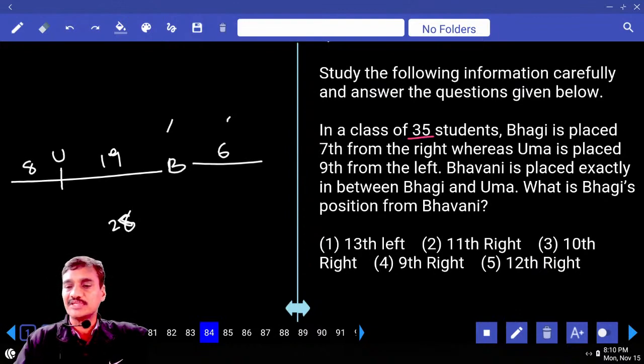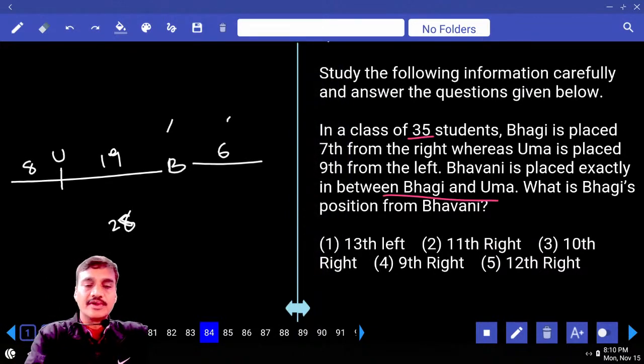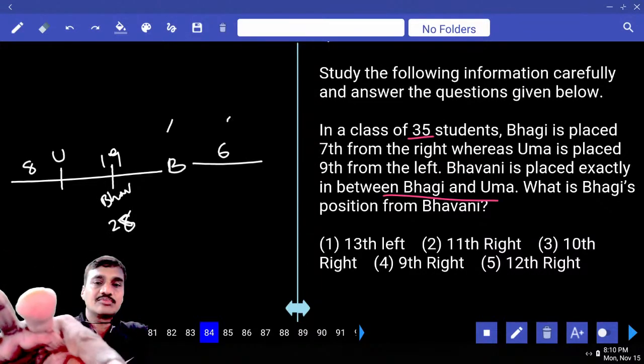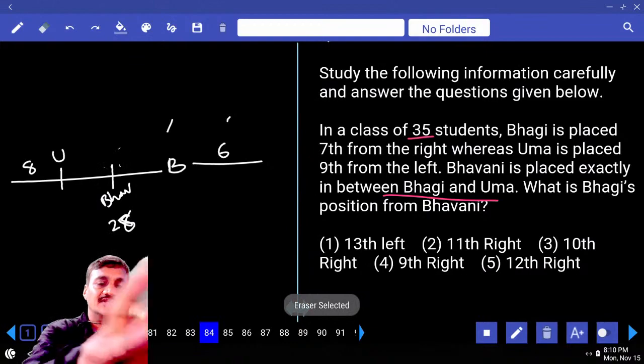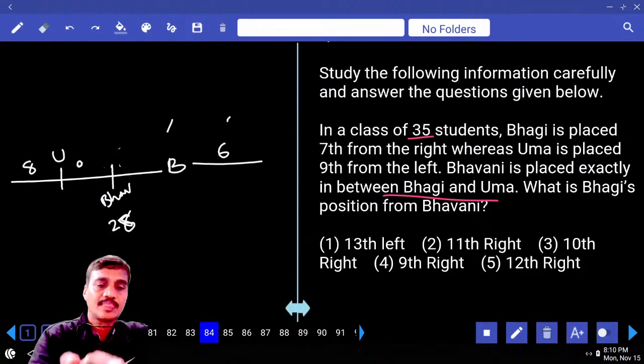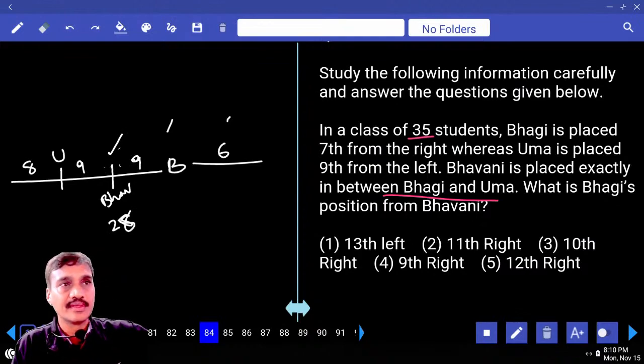And Bhavani is placed exactly in between Bagi and Uma. Now in between these two, who is that person here? Bhavani is exactly in between these two. 19 places exactly in between. What is the position? 19th position exactly between means now 9 + 9, 18, and this person, that is the 10th position. And this Bhavani is 10th position from Uma and 10th position from Bagi.